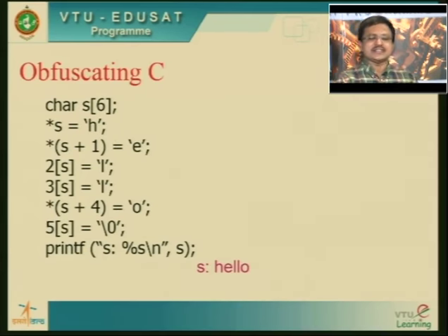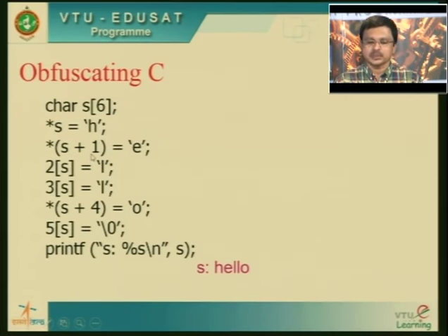Let us look at the different ways in which I can access the array element. So, character S of 6 similar to the previous one, star S happens to be accessing the first element of the character array. I assign it to H, then I use S plus 1. So, S is a pointer, 1 is an integer, appropriate arithmetic is made, star of that I assign it to E. 2 of S, see, instead of S of 2 I can write 2 of S, it does the same.